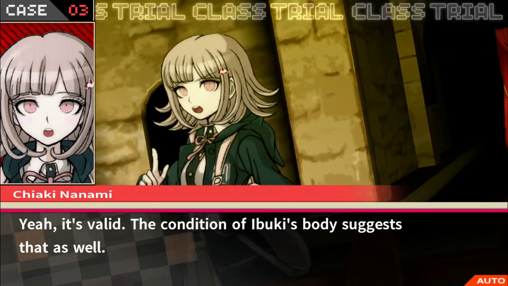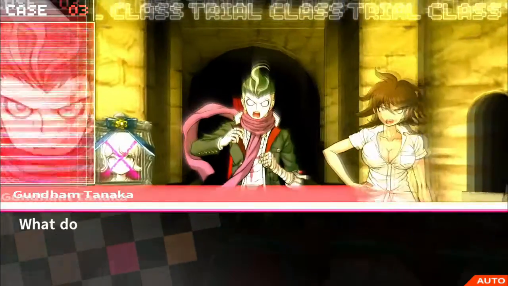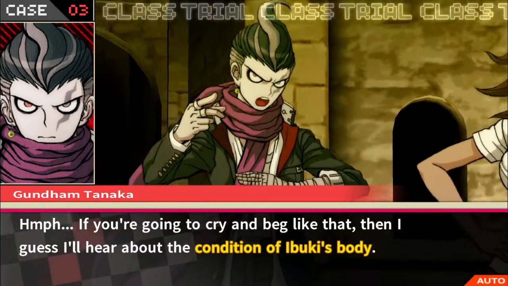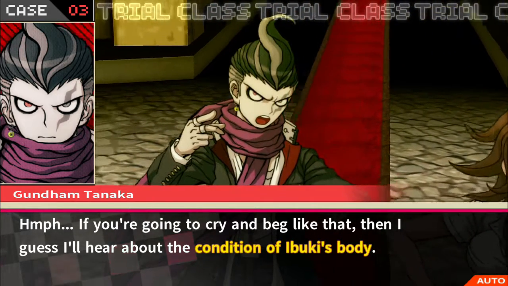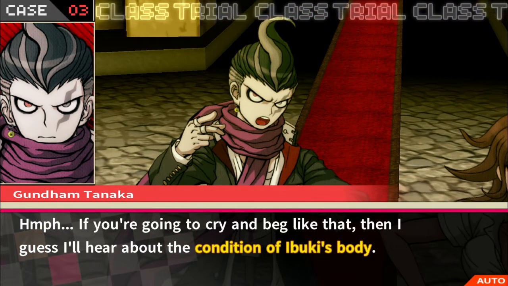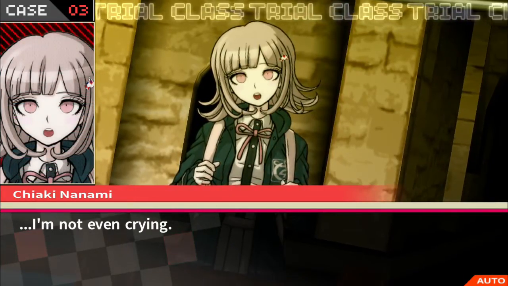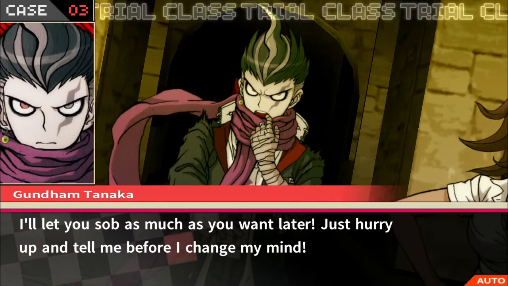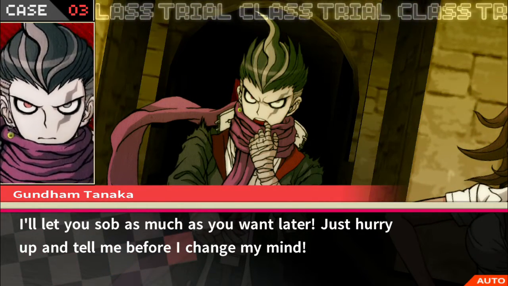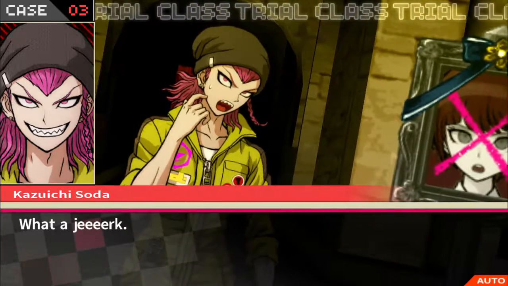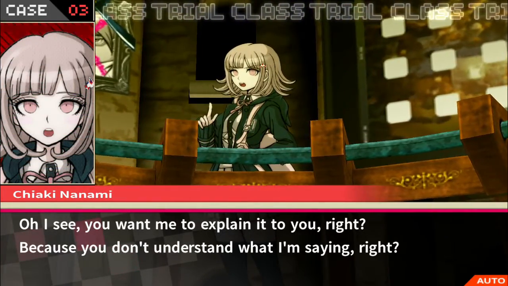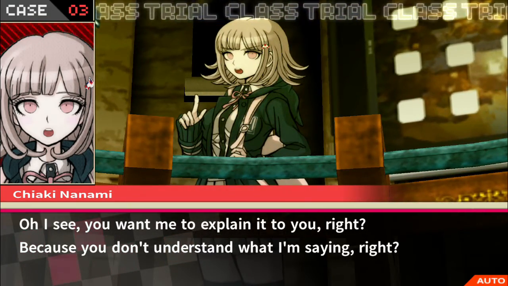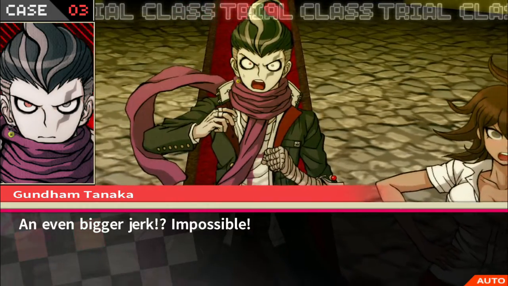The condition of Ibuki's body suggests that as well. That's something to check out. Mean. If you're going to cry and beg like that, then I guess I'll hear about the condition of Ibuki's body. We're not crying and we're not begging. I'll let you sob as much as you want later. Just hurry up and tell me before I change my mind. What a jerk! Oh, I see. You want me to explain it to you, right? Because you don't understand what I'm saying, right?